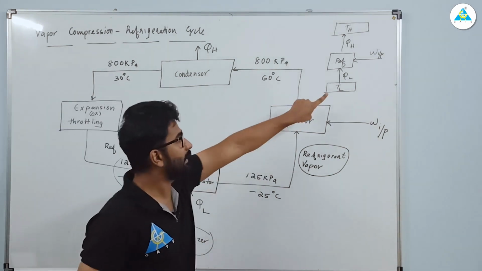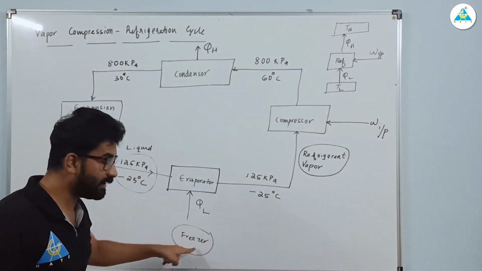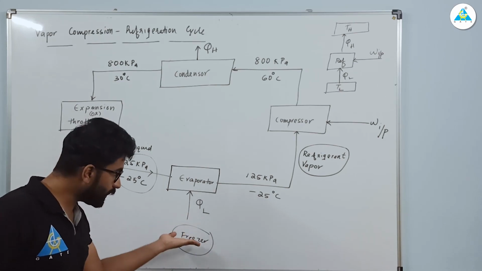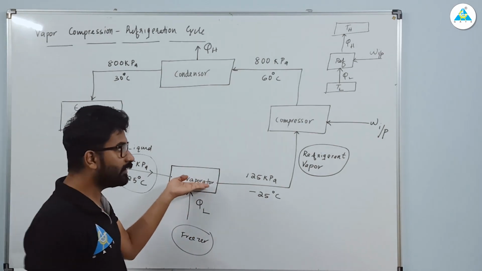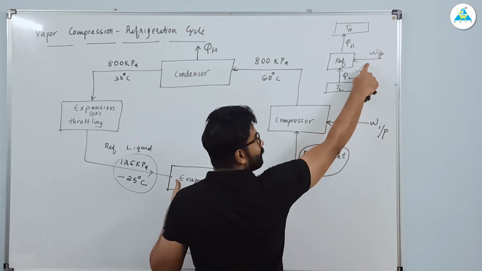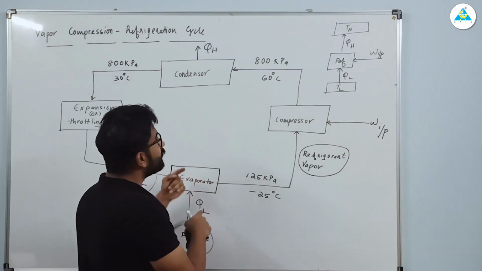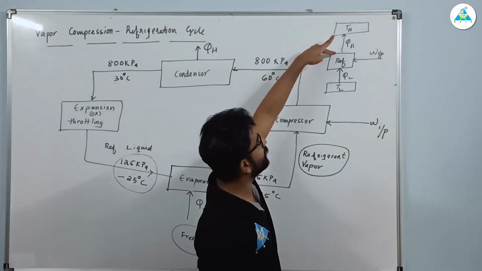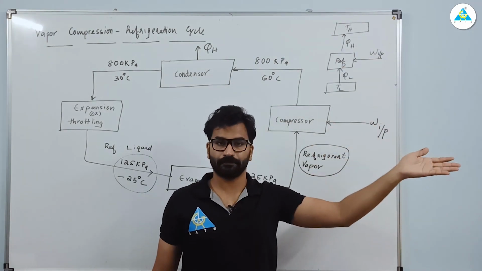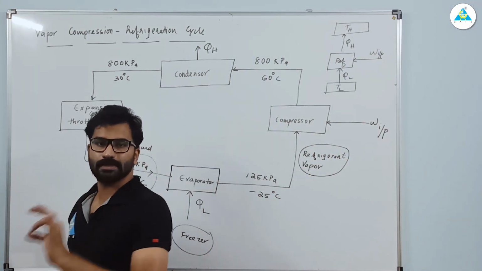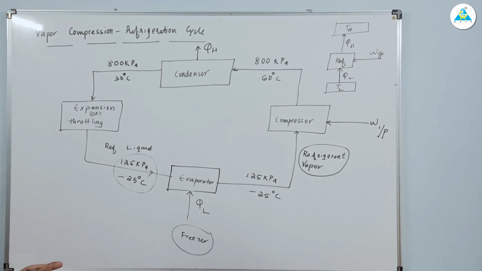You can see TL is the temperature in the freezer. From the freezer you are taking heat, right? With the help of work input, the refrigerator is releasing heat to the outside, to the surroundings. Clear? So this is the basic thing you need to understand.